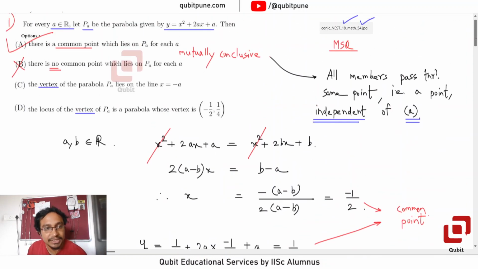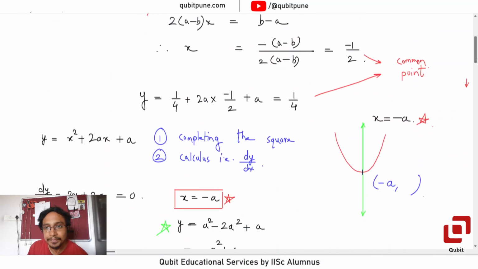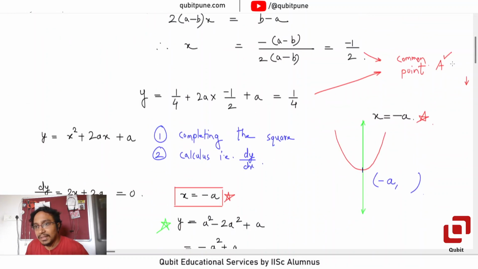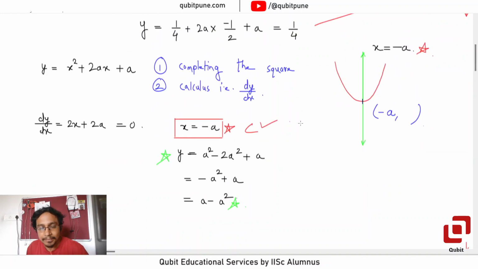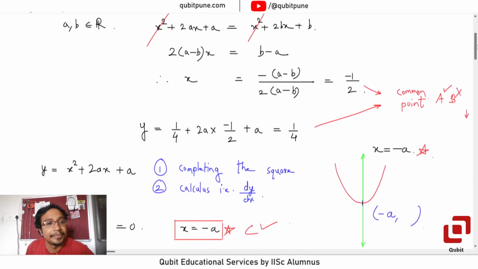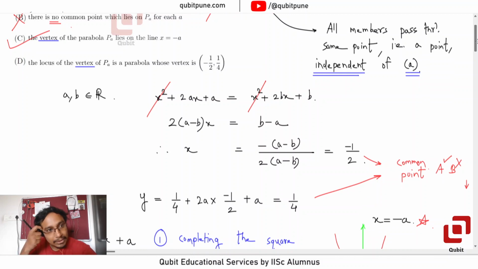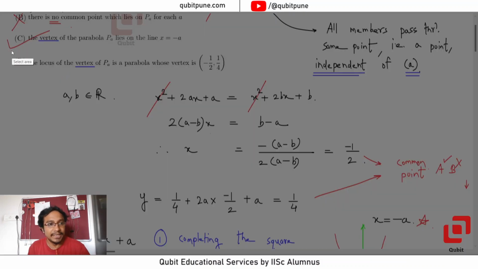Let's go to option C, which says the vertex of the parabola lies on the line x equal to negative a. Option C is correct. So option A is correct, B is incorrect, and C is correct. We can also do it by completing the square. For that you add a squared on both sides and then shift a, but you basically get the same result. Now let's go to D.